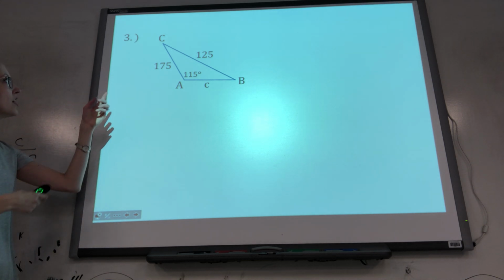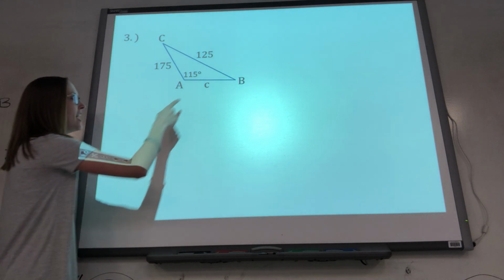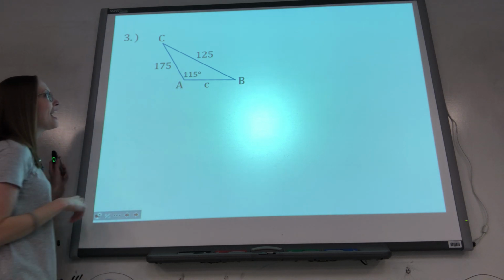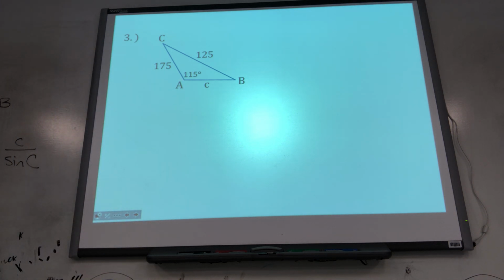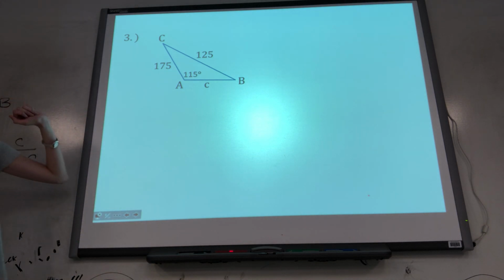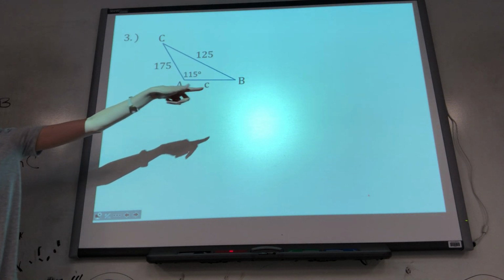It's a triangle. You've got angle C at the top, then on the left side it's labeled 175. On the sort of right side it's 125. Little c we don't know, but I know that angle A is 115 degrees. Okie doke. So our job is to find little c, big C, and big B.